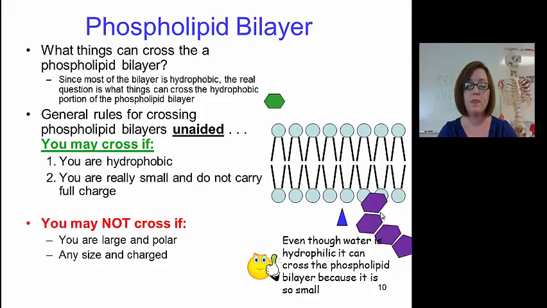Okay. So let's say this little plus sign here is representing a sodium ion. It is 1 atom big. That's it. It's definitely falling within the realm of you are really small, right? It's 3 atoms or less. It's just 1 atom big. But it does carry full charge, so it cannot cross.